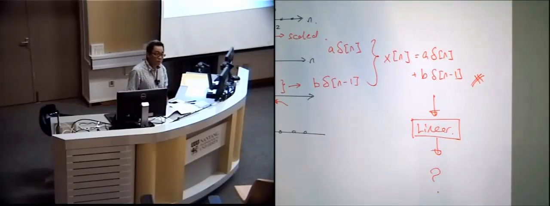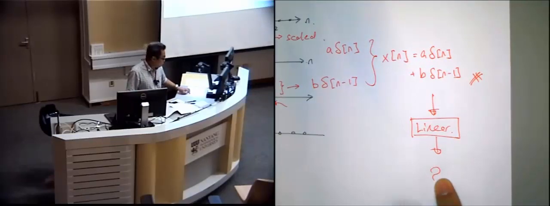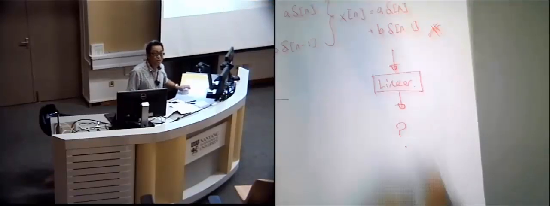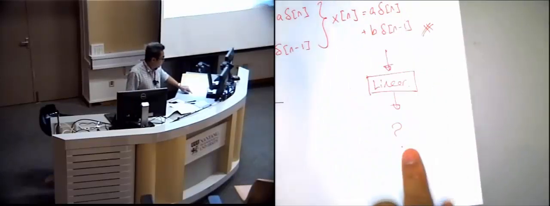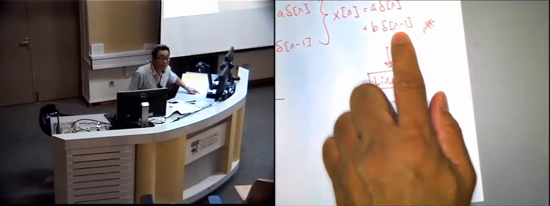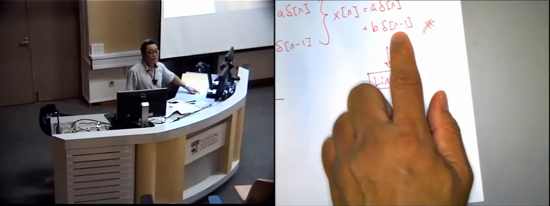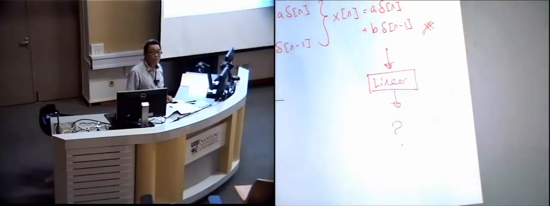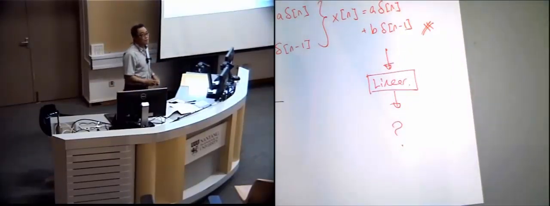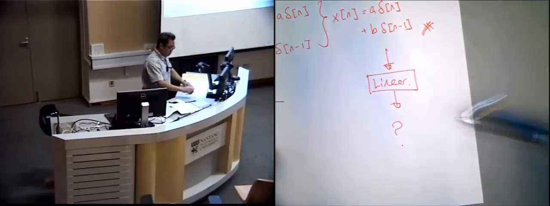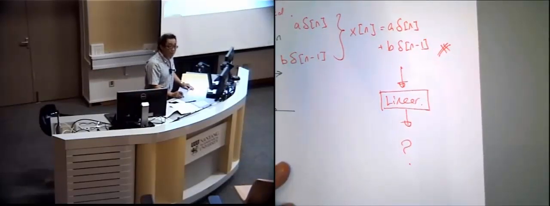The output can be studied with respect to the individual input. This guy can be studied only with respect to this guy. This guy can be studied with respect to this guy. And because the system is linear, the sum of the individual responses is the response for the sum of the inputs. Let me repeat that. You understand the word linear system?